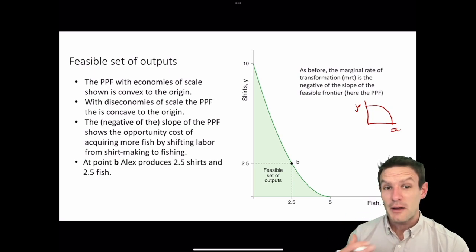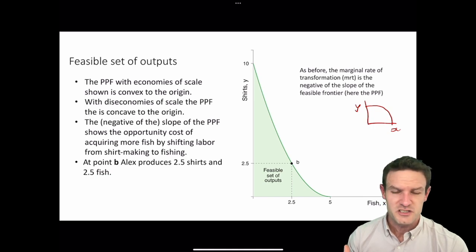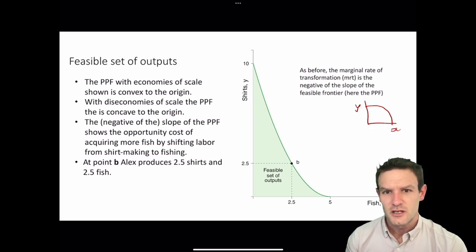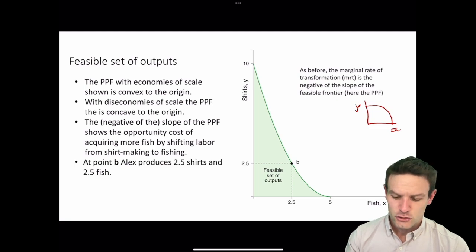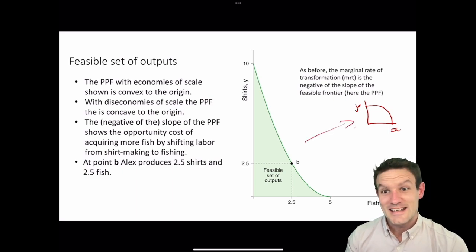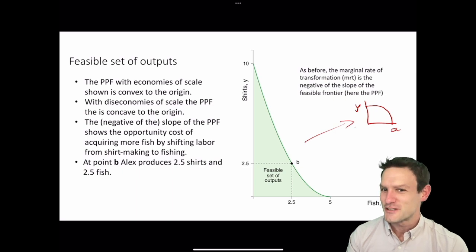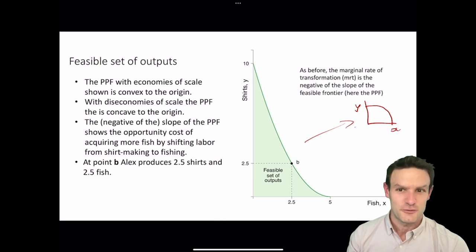And so when we think about the negative of the slope of the production possibilities frontier, showing the opportunity cost of acquiring more fish by shifting labor between the two activities, what we're going to see is that there's going to be a change in the opportunity cost that looks different to what we saw in the production possibilities frontier or the feasible frontier that we had in chapter 3. And so that's going to affect the utility maximizing choice that Alex is going to engage in when we include his indifference curves.